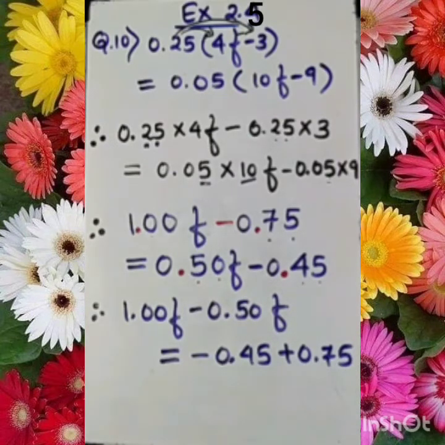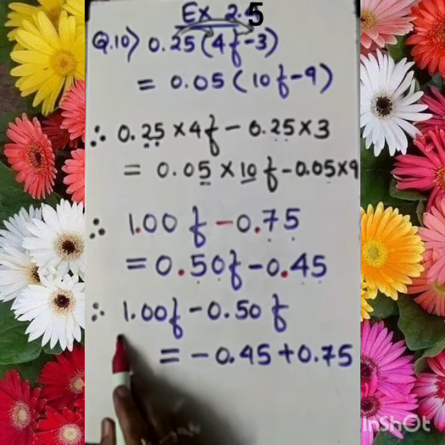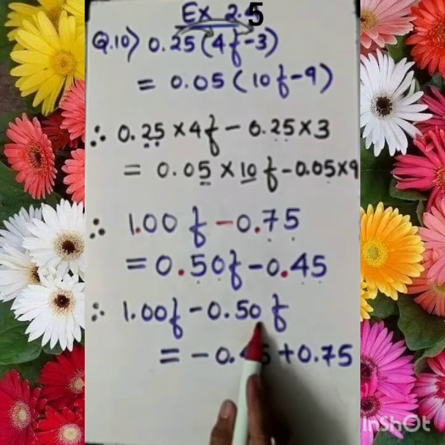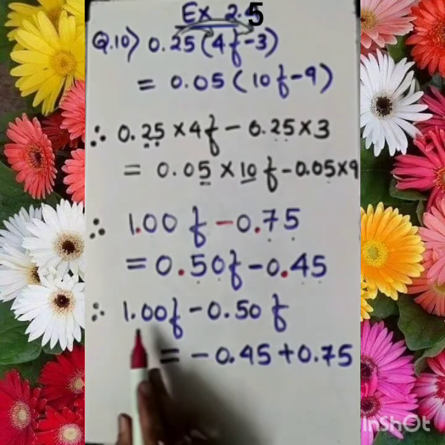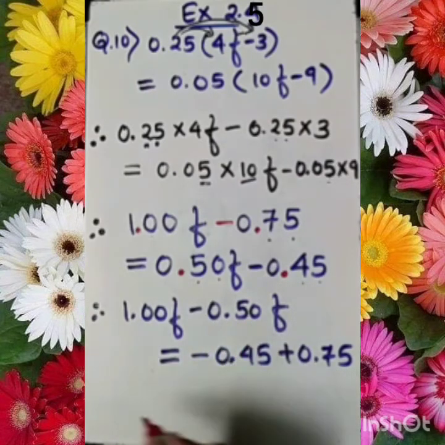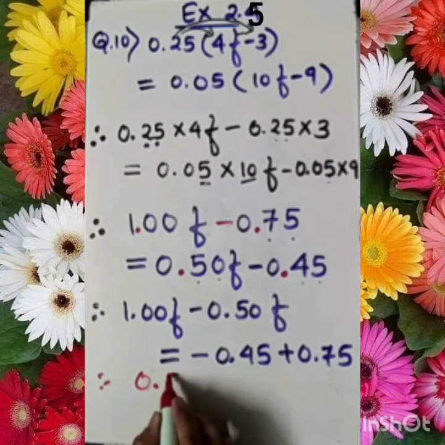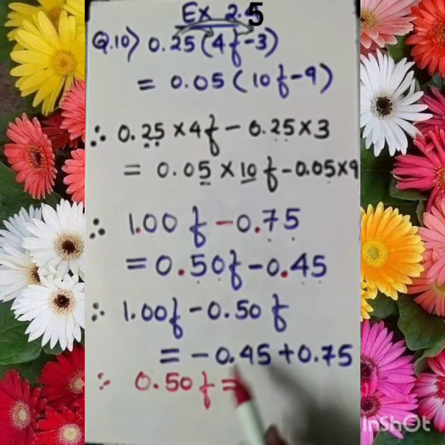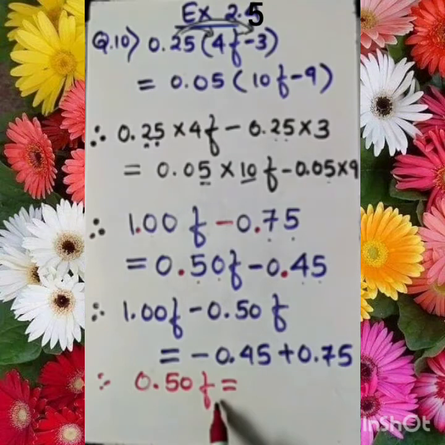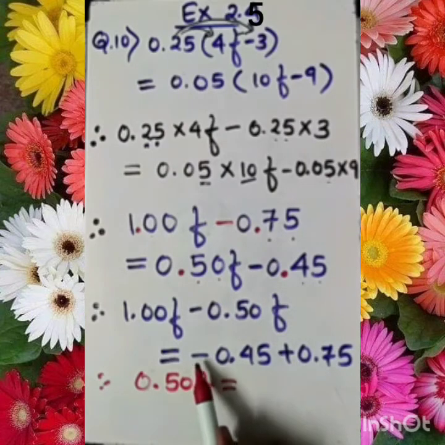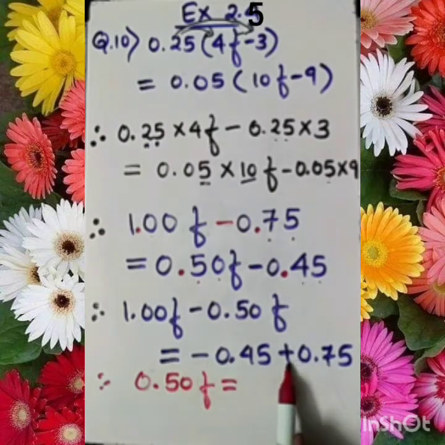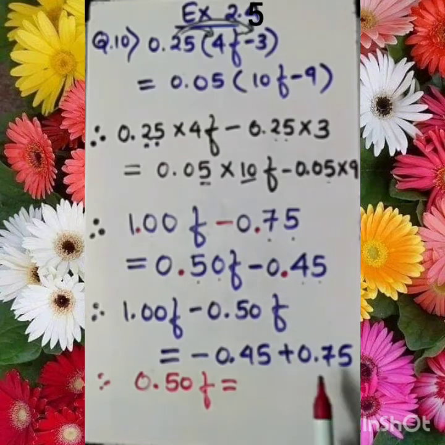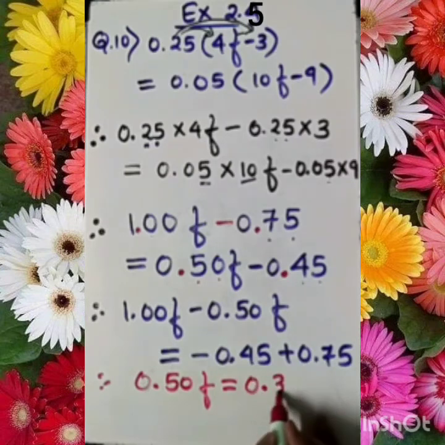Agree? Now let's subtract. We know 1.00 minus 0.50. If we subtract 1 minus 0.50, then of course we will have 0.50F. If you are not able to do it directly, then do the solution in a rough column, then you will get this result. Okay, now here it is minus, this is plus. You know very well, one of the terms is minus and this is plus. So how to solve? Opposite sign, subtraction. 0.75 minus 0.45 gives the result 0.30.